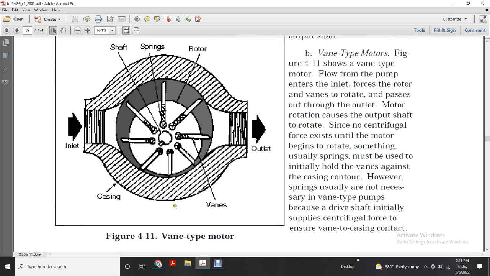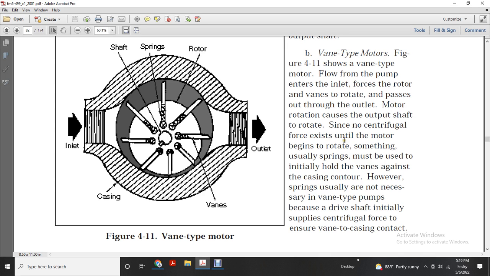4.11 Vane type motors: inlet, casing, vanes, outlets, rotor, springs, shaft. Figure 4.11 shows the vane type motor. Flow from the pump into the inlet forces the rotor vanes to rotate, and passes out through the outlet. Motor rotation causes the output shaft to rotate.